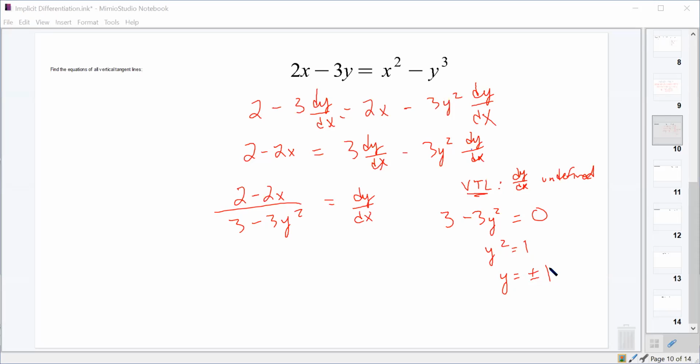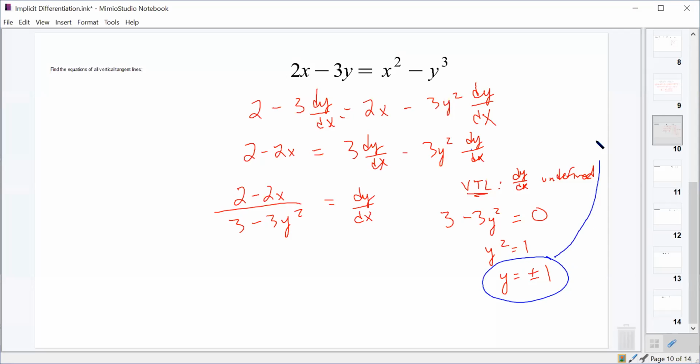Any vertical line has an equation that looks like what? X equals something. So I've got y equals something here. So what do I need to do to figure out what x equals? Any thoughts? Could you plug it in?